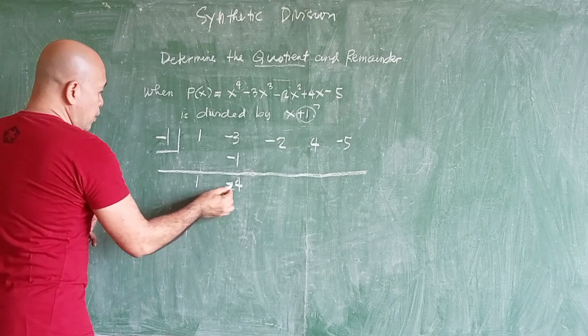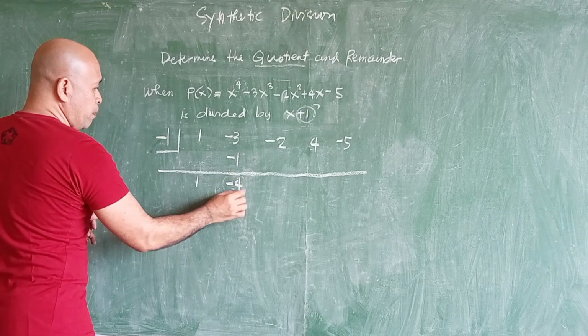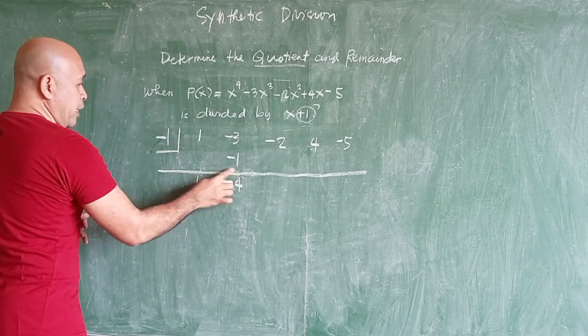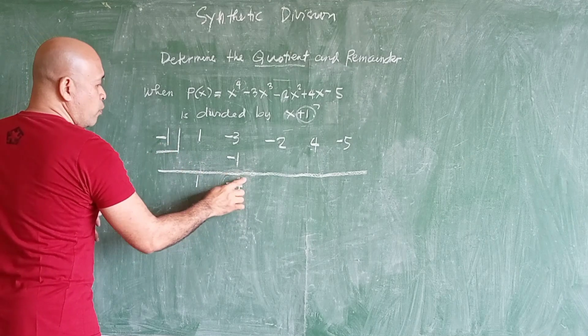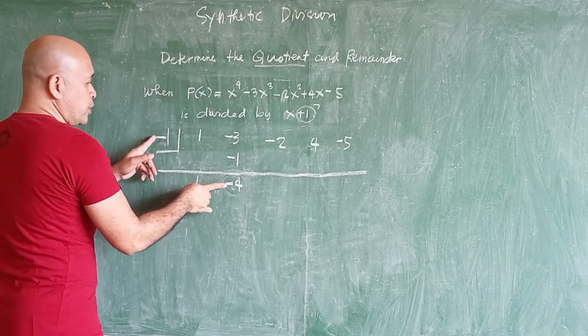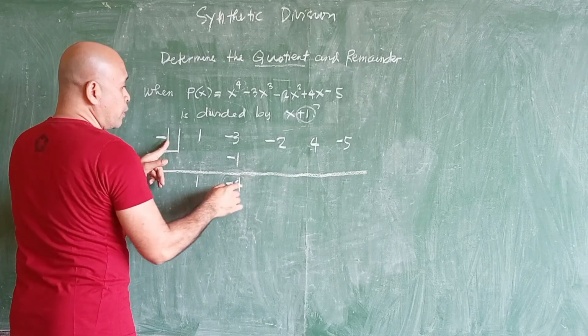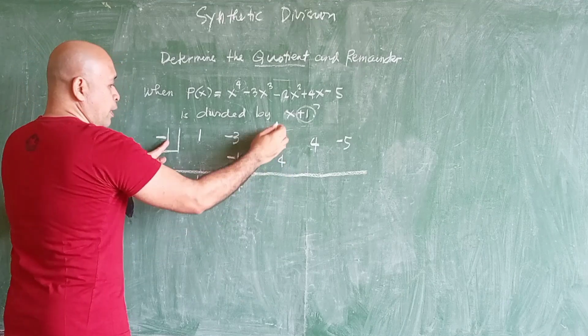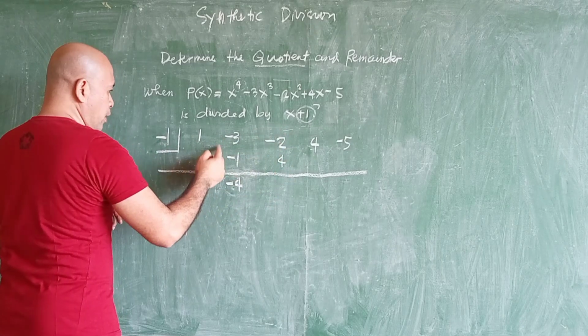And then you follow the same process: multiply the sum, negative 4, by negative 1. Multiplying the same signs, the result is positive, and negative 1 times negative 4 is 4. And perform the addition again, just like what we did here.